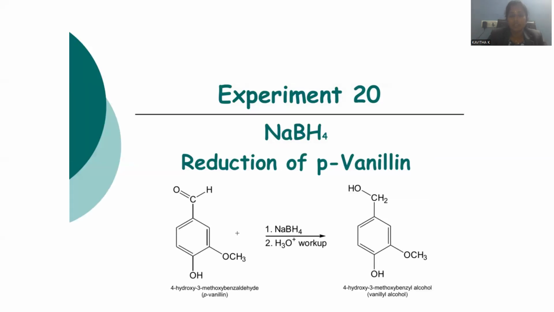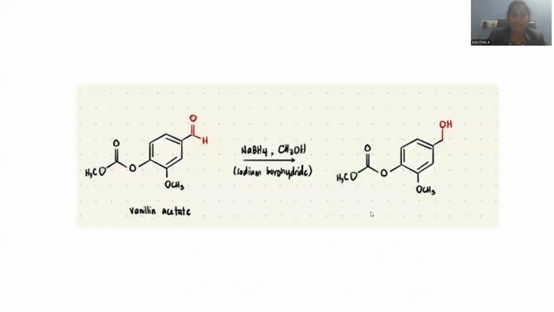Here a vanillin type of compound was taken, with selective reduction of aldehyde into primary alcohol. And here is the ester, here is the aldehyde, here is the methoxy. Only the aldehyde reacted with sodium borohydride, giving rise to primary alcohol.